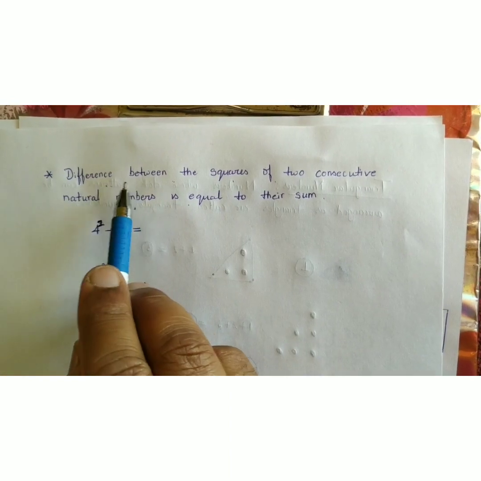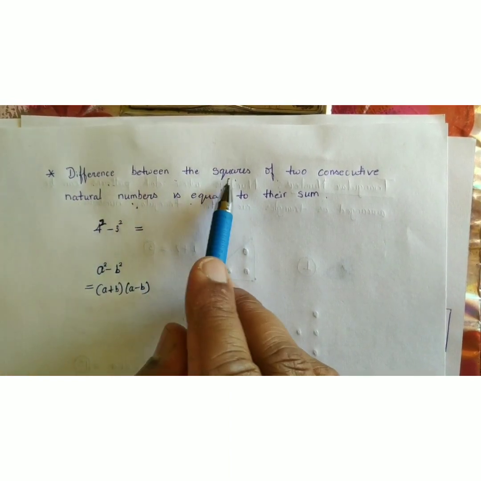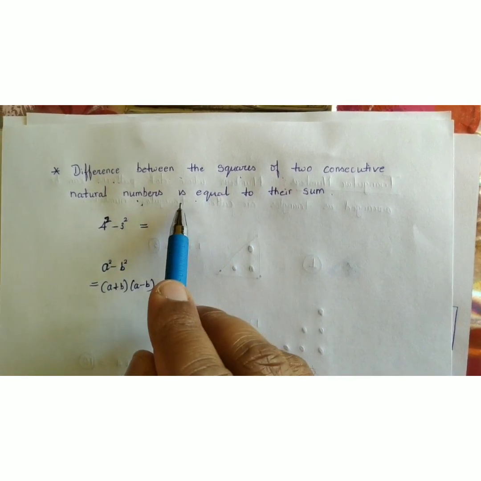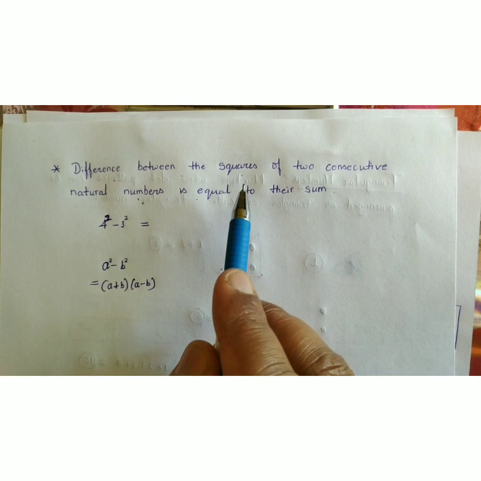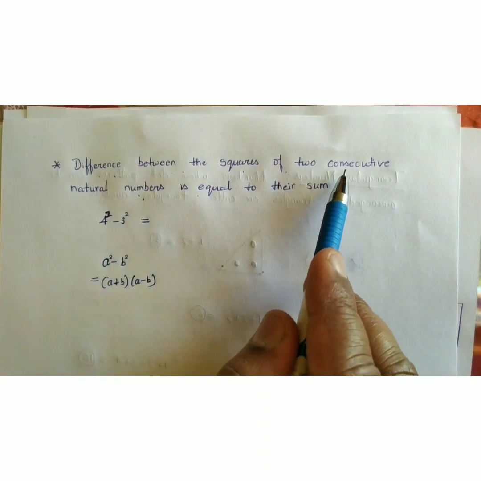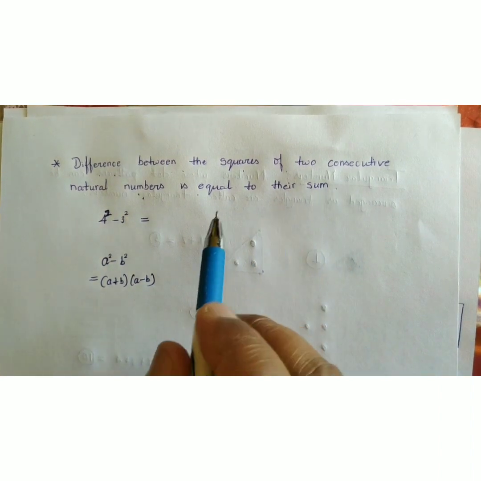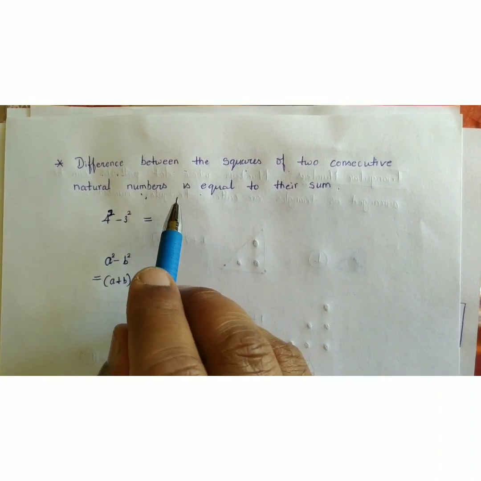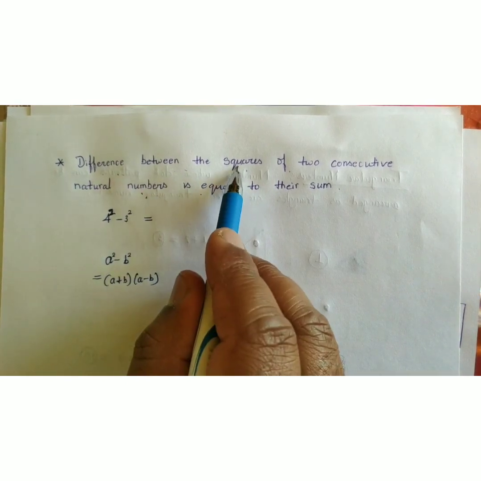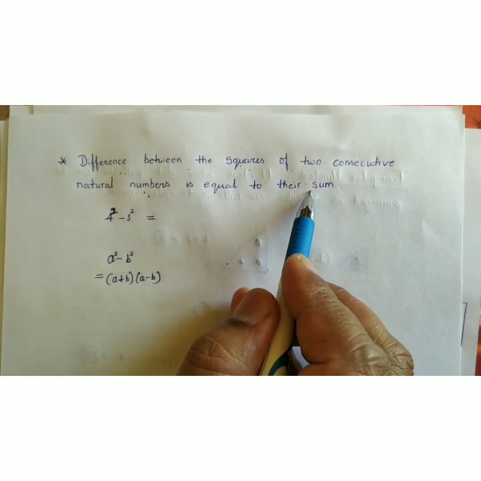Next is difference between the squares of two consecutive natural numbers. This is equal to their sum. You know about natural numbers, and consecutive means लगातार. So this property states that the difference between their squares is equal to their sum.